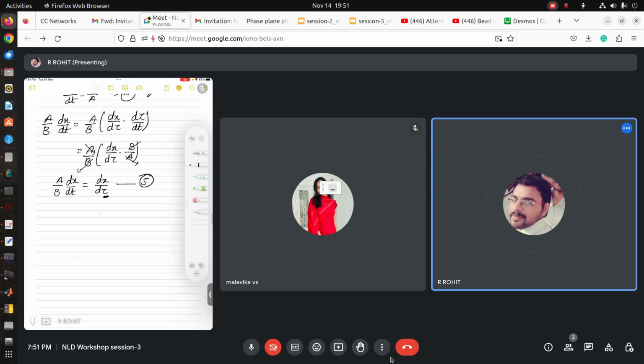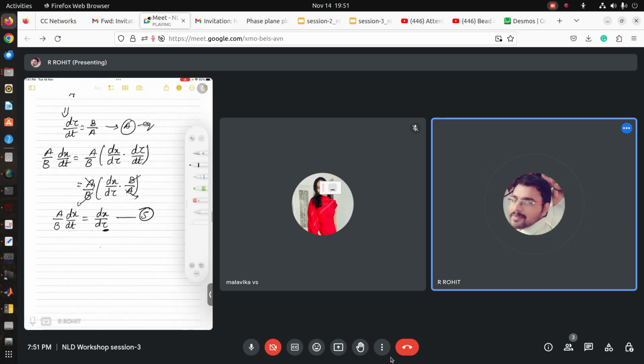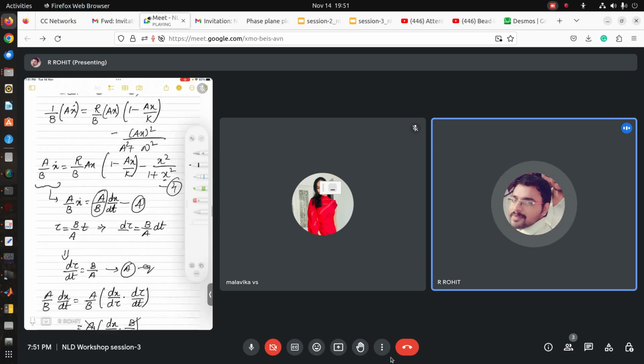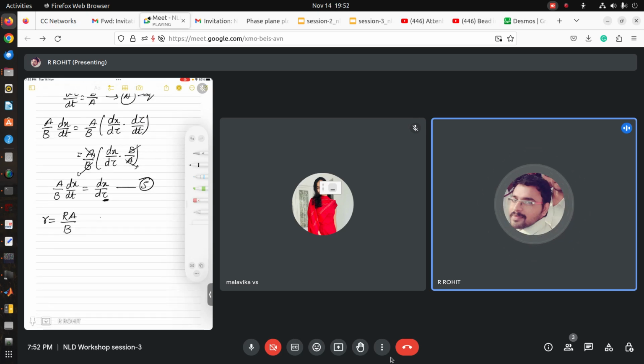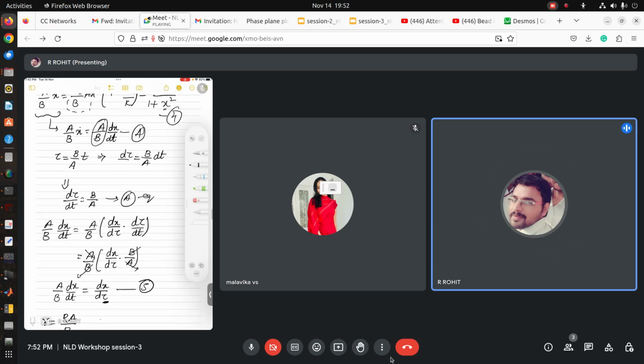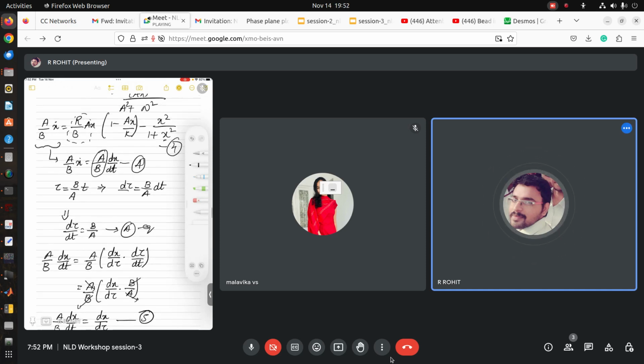Now I will explain one more term here. You can consider small r as nothing but capital R a by b. So that we got from here. Here you need to remove this R a by b. So if you consider small r equal to R a by b, you directly remove this whole term into a single term small r, and the remaining things are all small k.